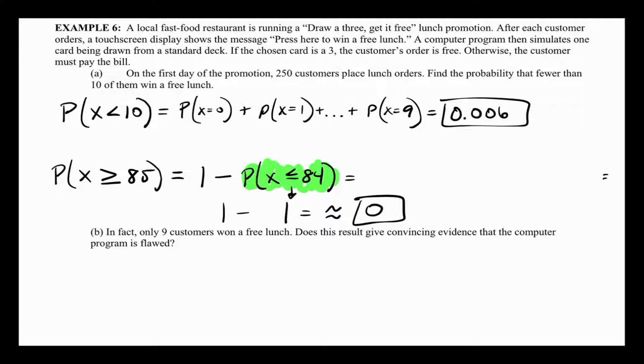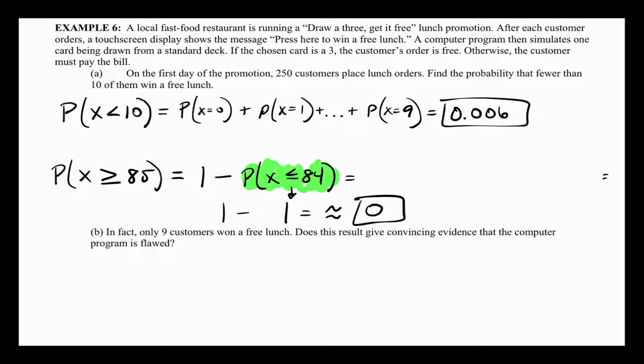How many people would I expect to win free lunch? Around how many? Around 19, right? 19 is about 7-8% of 250. This is asking for more than 85. There's a very small chance that that's actually going to happen. That's why the number is pretty much zero. The chances that the number of people who win is somewhere between 0 and 84 is almost one whole. Okay? So that makes sense.